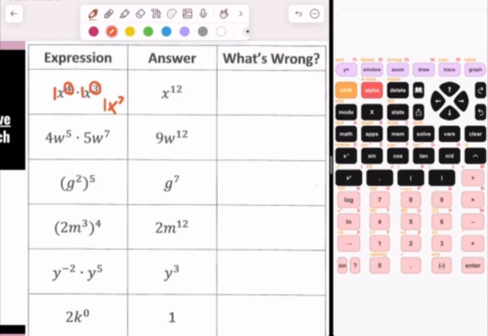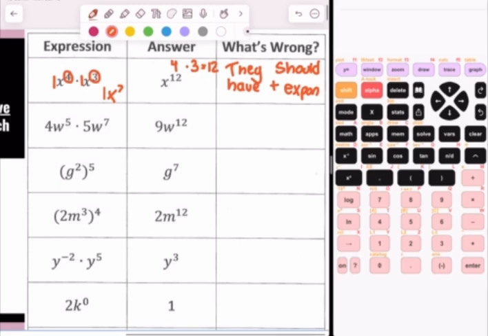But the answer, they got 12. Let's think, how can we get 4 and 3 to equal 12? Oh, they multiplied. So what's wrong? They should have added exponents. I'll just abbreviate exponents.